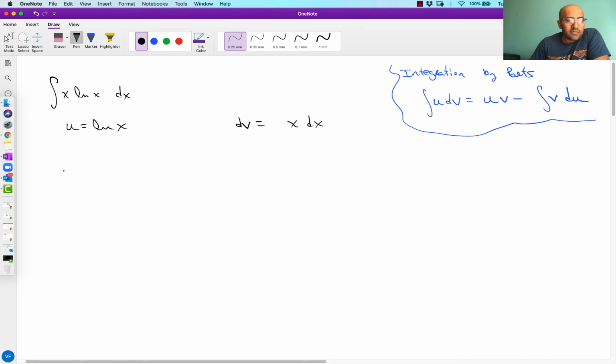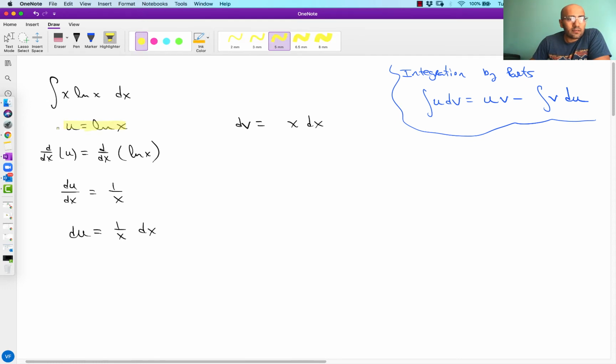Okay, so now I'm going to take a derivative going this way, so that I'm going to find d/dx of u equals d/dx of ln x. That's just going to give me du/dx equals, and the derivative of ln x is equal to 1 over x. And now du is equal to 1 over x dx. Good. So I have this guy, my u, and I just discovered my du, this guy.